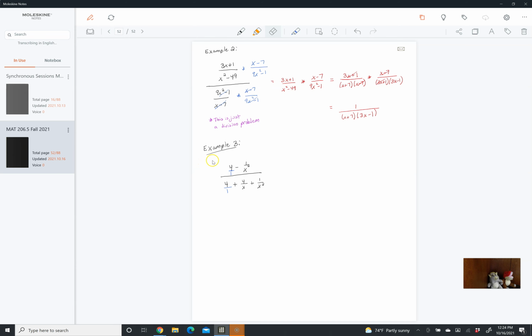So first fraction, what does the other one have that this one doesn't? It has an x squared. So we're going to multiply by x squared over x squared.